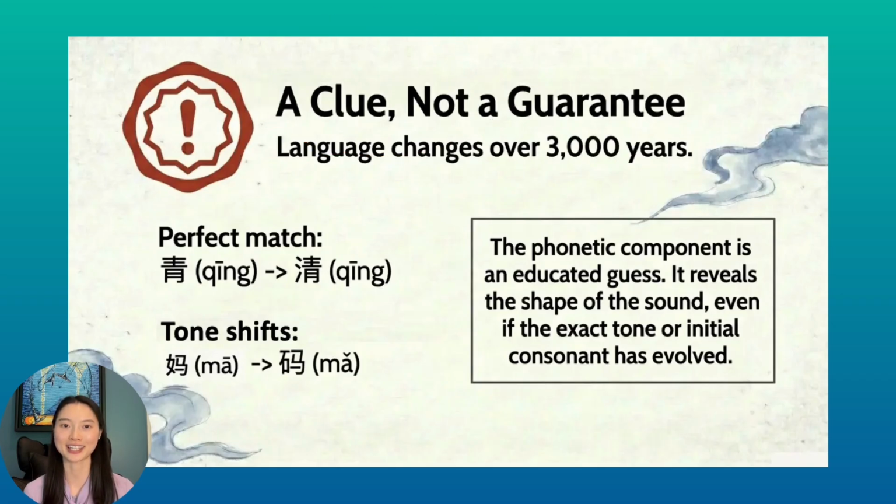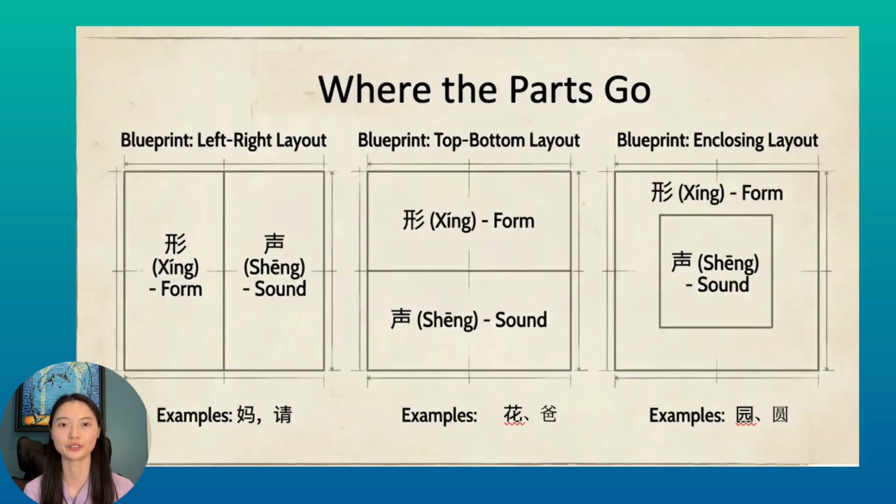Chinese pronunciation has changed enormously over 3,000 years, so some sound components have drifted. Sometimes the match is perfect. 青 gives 清, same syllable, same tone. Sometimes only the tone shifts, and sometimes the sound has changed even further. So treat the sound component as an educated guess. It reveals the shape of the sound, even when the details have evolved. A clue, not a rule.